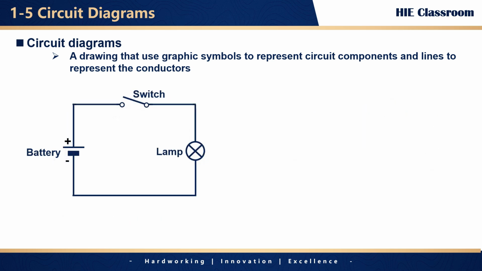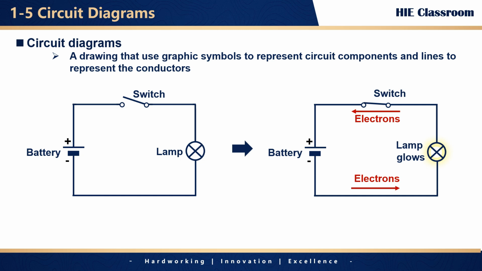Now, let's dig down a little bit more. In the battery symbol, the long bar is the positive end and the short one is the negative end. When you flip that switch closed, the electrons move from the negative side through the lamp, lighting it up, and then head back to the positive side.